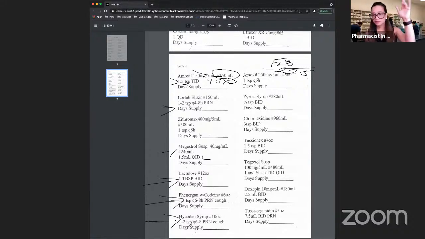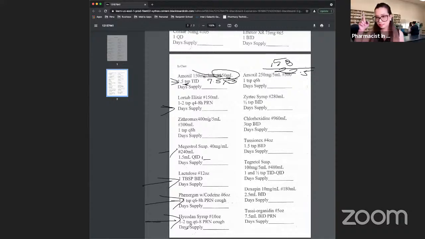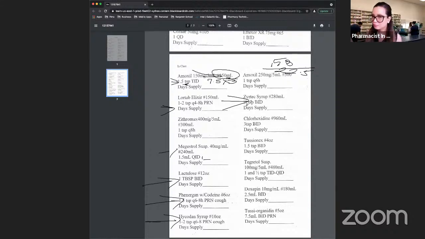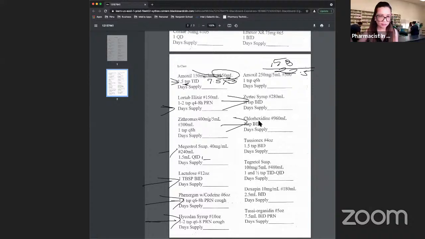Hands up. Okay, Jess, Amoxil, right side, going down, 300 ml. 15 days. Who says 15 days? Okay, good job. Nicole, Zyrtec syrup, 56 days. Who says 56 days? Hands up. Okay, that's a staple for my son, Zyrtec. Okay, chlorhexidine, Tony, 960 ml. 32 days? Who said 32 days? Hands up. Okay, good job.